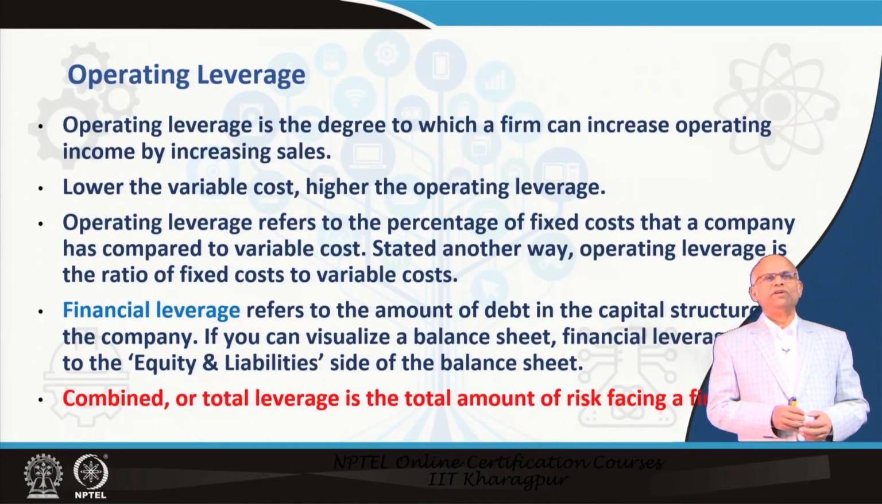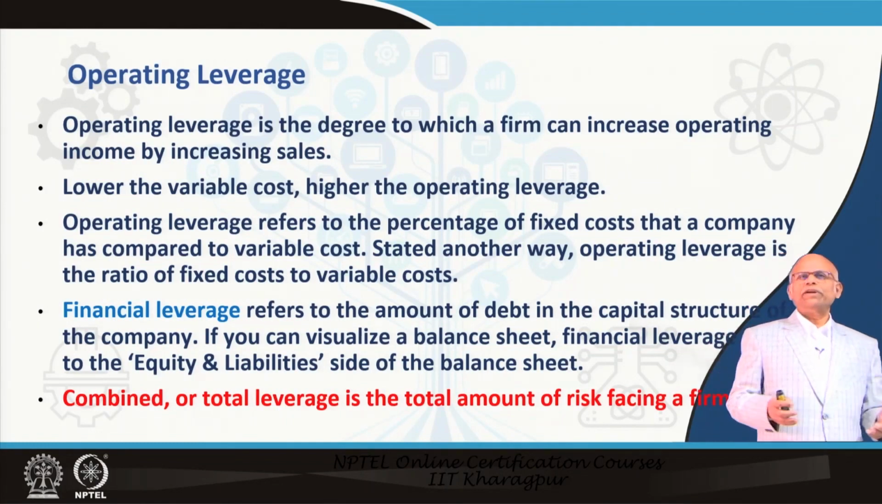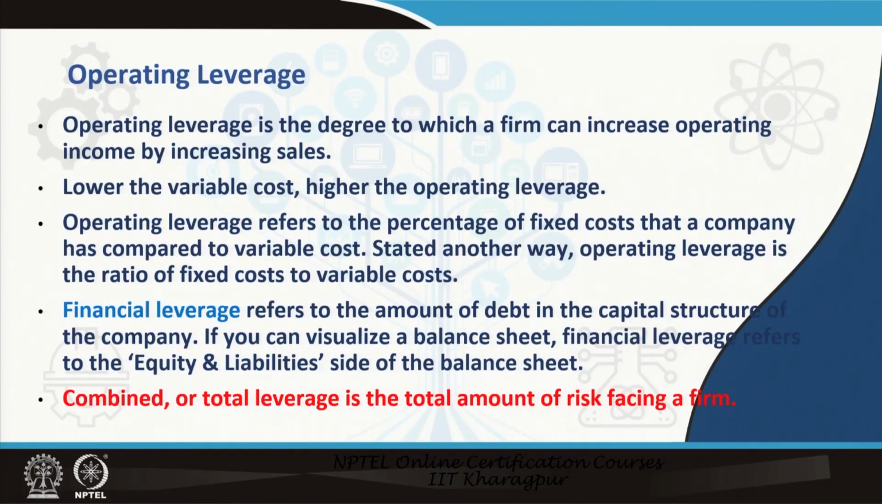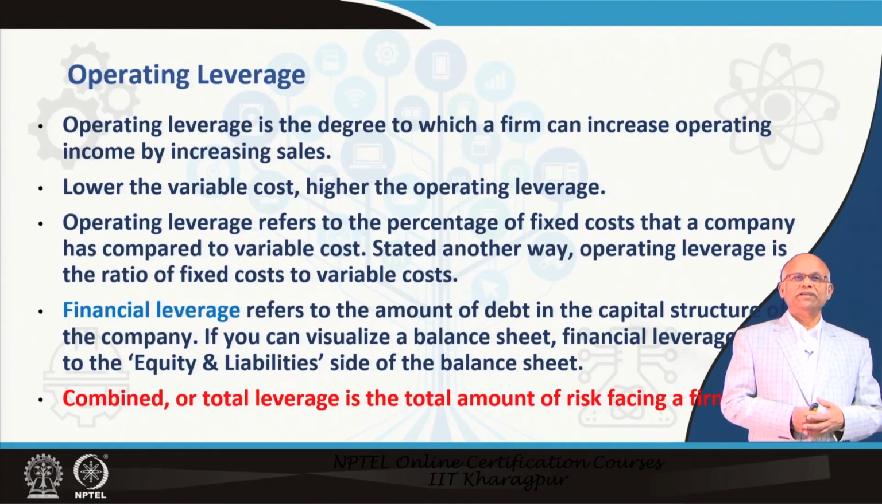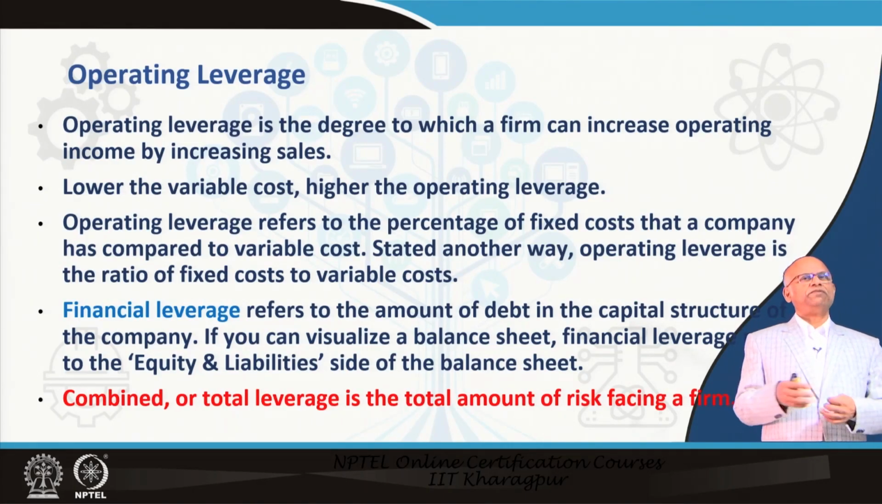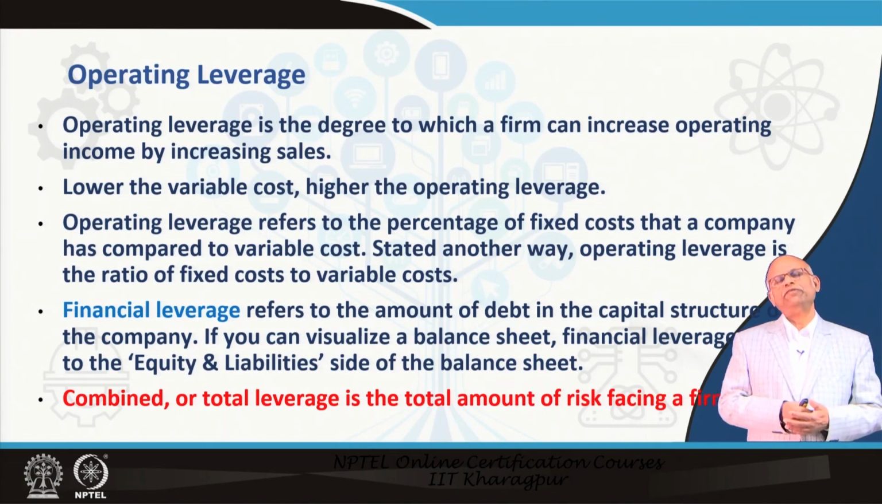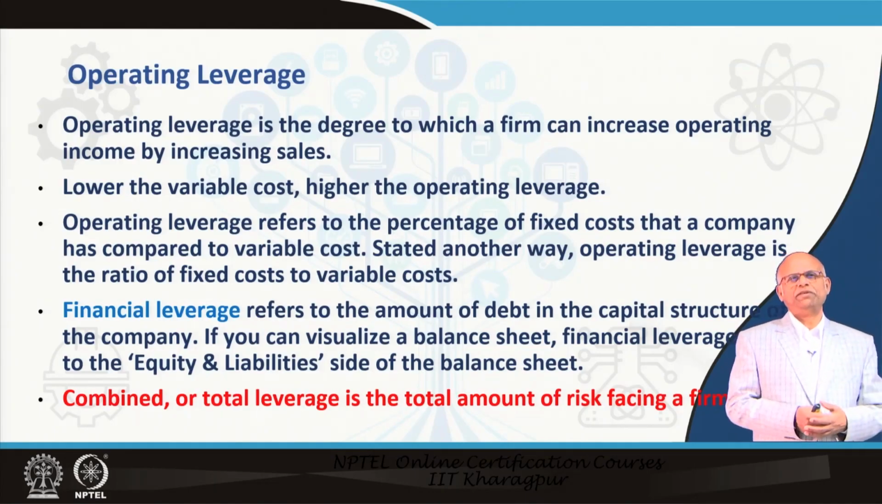Now, there is another item called operating leverage. Operating leverage is the degree to which a firm can increase operating income by increasing sales. If your fixed cost is very high, you have high operating leverage, and you make more profit by selling each incremental unit beyond the break even point. Operating leverage refers to the percentage of fixed cost that a company has compared to variable cost. Stated another way, operating leverage is the ratio of fixed cost to variable cost.